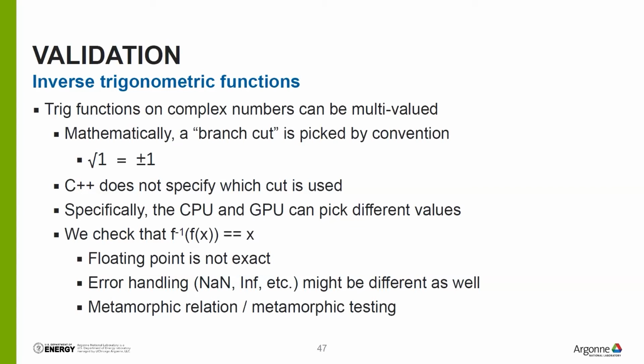And so the trig functions can be multi-valued. The simplest one is the square root of 1 can be plus or minus 1. You've got to pick one. C++, in the more complicated functions, does not specify which one is picked. Specifically, the CPU and the GPU can pick different values. So our test has to take that into account. We just check that the inverse of the function gives you x, but of course it's floating point, so that's not exact. The error handling might be different. And there's a whole area of testing called metamorphic testing that can deal with all this kind of stuff.